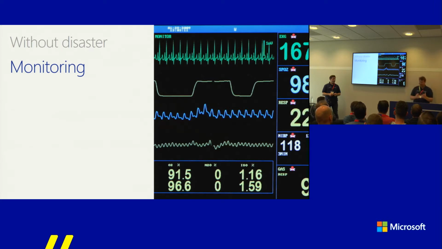I want to have health on my application. I want to know whether my endpoints are correctly behaving in terms of timing. This is what I want to know. So monitoring is the key aspect to actually know that your application is doing what it's supposed to be doing.